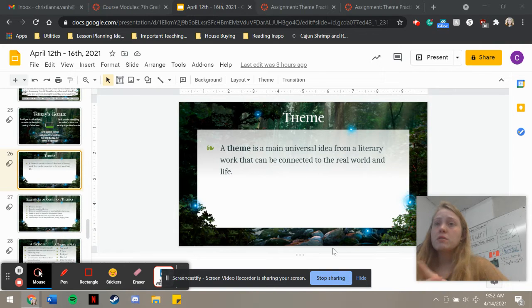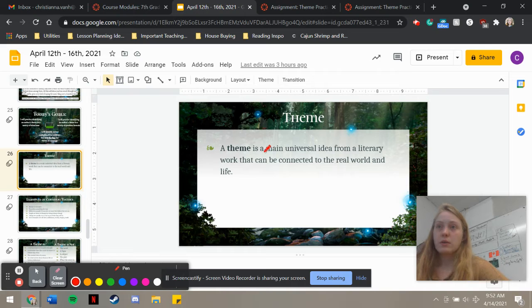So, the definition of theme. A theme is a main universal idea from a literary work that can be connected to the real world and life. Let's look at this. So, main idea. We all know what the main idea of a passage is. This is something that we've been doing since the second grade, so I'm not going to review this.